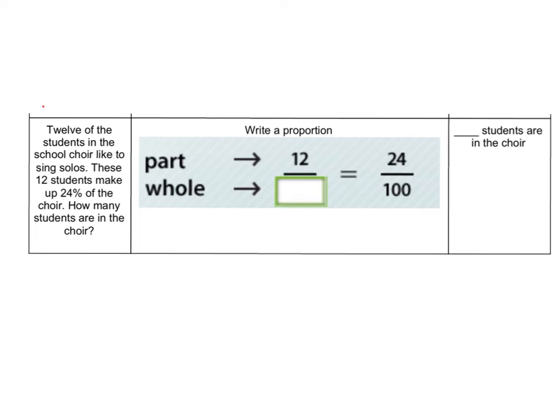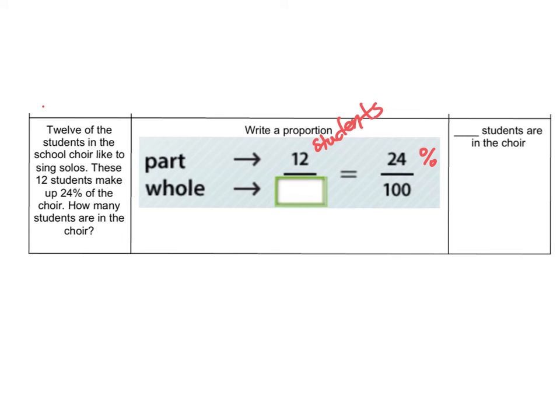Here's another one with our proportion, our part to whole. 12 of the students in the school choir like to sing solos. These 12 students make up 24% of the choir. How many students are in the choir? So we have our 12 students right here. That's the portion of students who like to sing solos. And that, we were told, is 24%. So that's why we see 24 out of 100 as our second ratio.